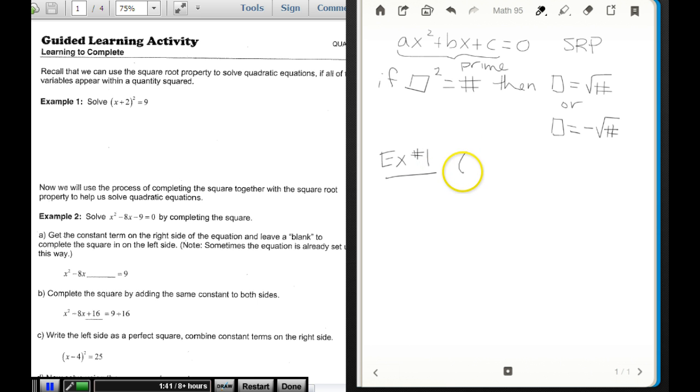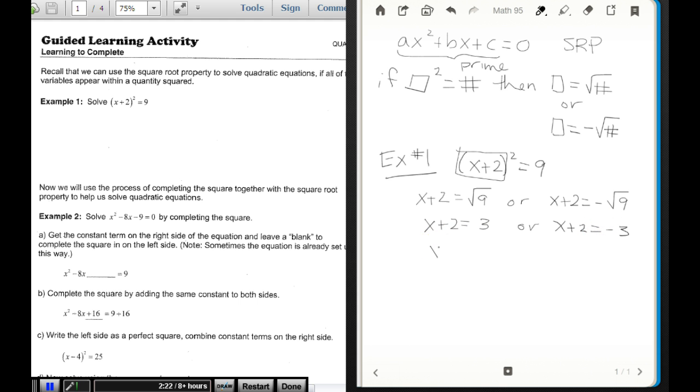Here we want to solve the equation x plus 2, the quantity squared, equals 9. Notice this is a perfect setup for using the square root property, because it says something squared is equal to a number. That something is just this box. So this says box squared equals 9. That means that box, or x plus 2, could equal the square root of 9, or x plus 2 could equal negative square root of 9. Since the square root of 9 is a nicely simplified number, it's 3, we get these two statements about x plus 2 being plus 3 or minus 3.